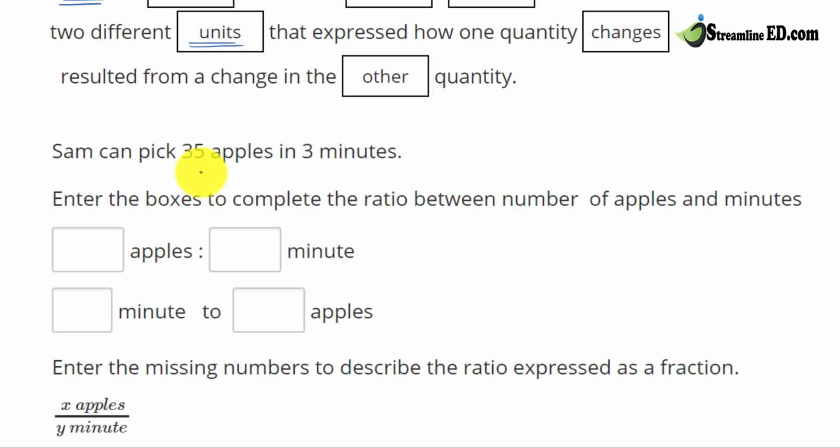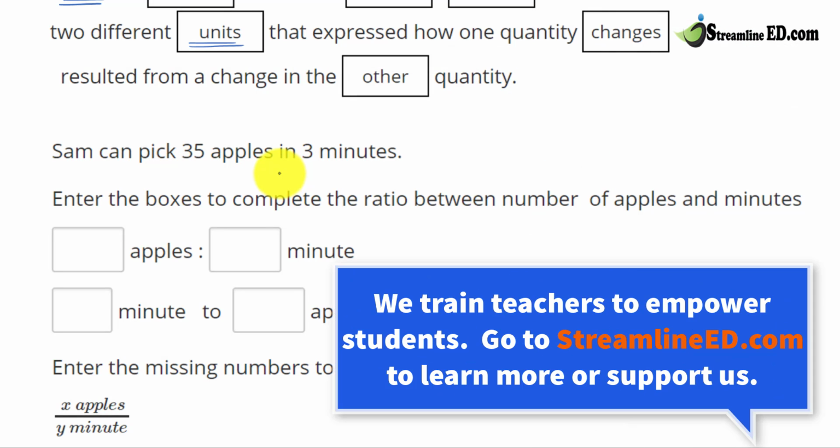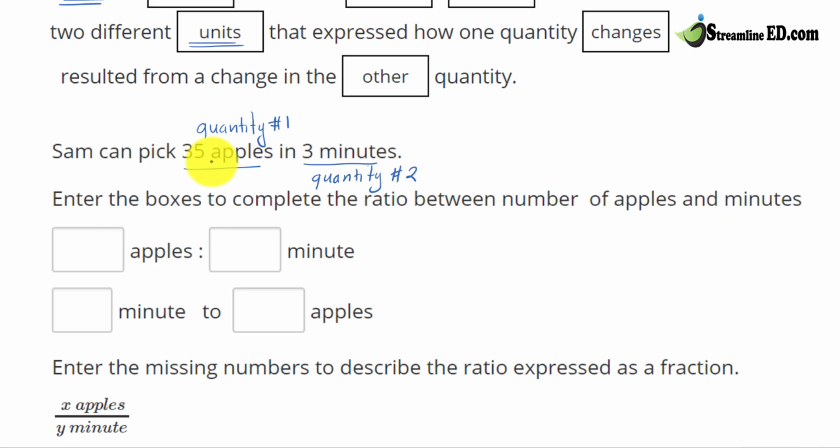Sam can pick 35 apples in 3 minutes. So here we have one quantity, let's call this quantity number 1. And then another one is 3 minutes. This is quantity number 2. Now enter the boxes to complete the ratio between number of apples and minutes. Remember, this is a factual statement that Sam can pick 35 apples in 3 minutes. So therefore, we have 35 apples to 3 minutes.